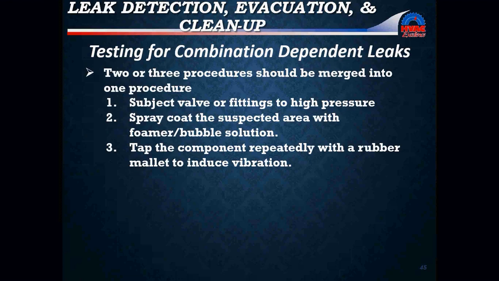Testing a combination-dependent leak. There are 2 or 3 procedures that should be merged into one. Suspect your valves and fittings to high pressure. Spray or coat the suspected areas with soap bubbles, and then tap the component repeatedly with a rubber mallet to induce vibration. Again, you're going to want to check all of the accessories, which is going to be your pressure controls, your sight glasses, your vibration eliminators, and your pressure regulating valves if you have them.